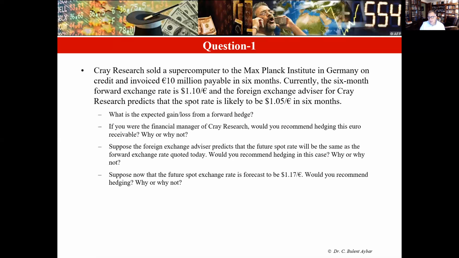So we have a forward rate available to us, and we are asked to entertain thoughts about the hedging decision based on several anticipated future spot rates. So let's move on and see if we can answer the question.